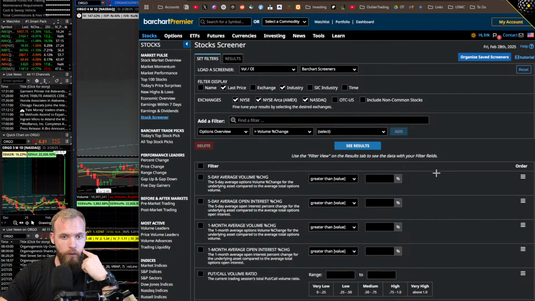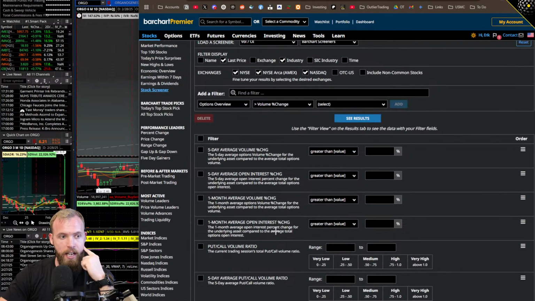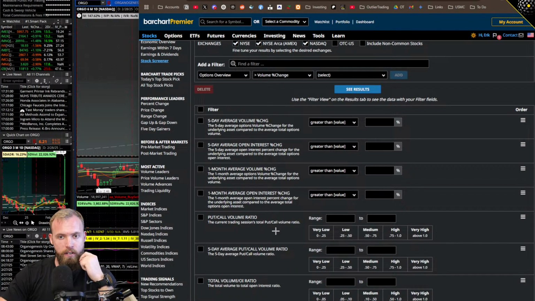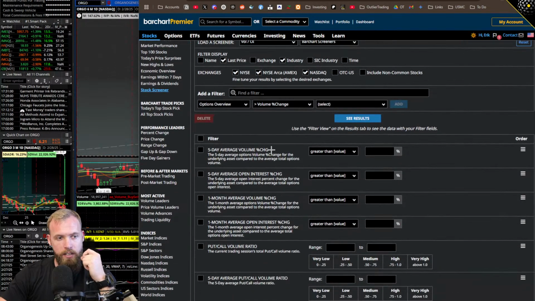Now, there are other versions of this that we can run. We can get rid of total volume over OI as our primary filter, and we can say that we just want to look for stuff that's starting to have really big changes in volume, just overall volume. So these become less important, and we can analyze the growth of 5-day versus 1 month average volumes.